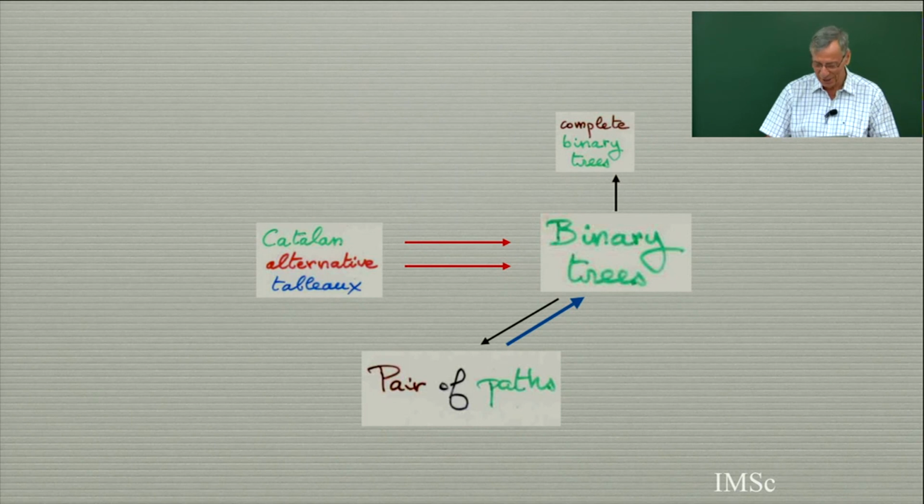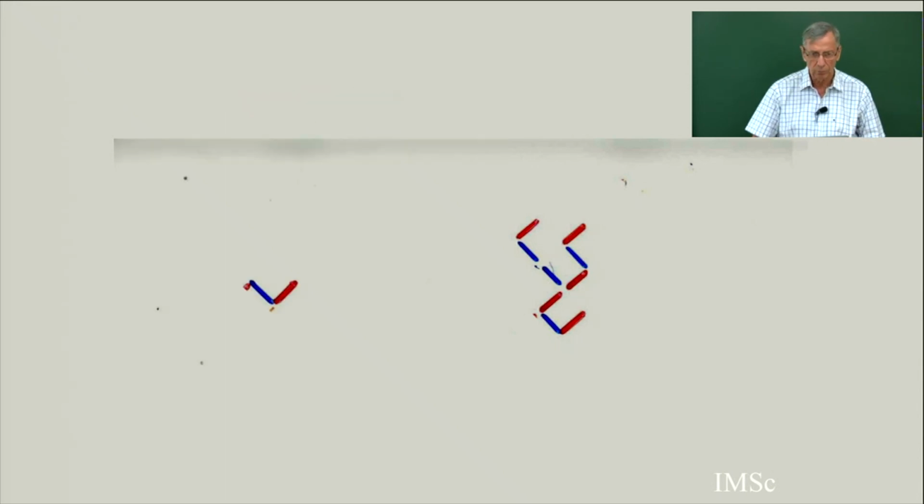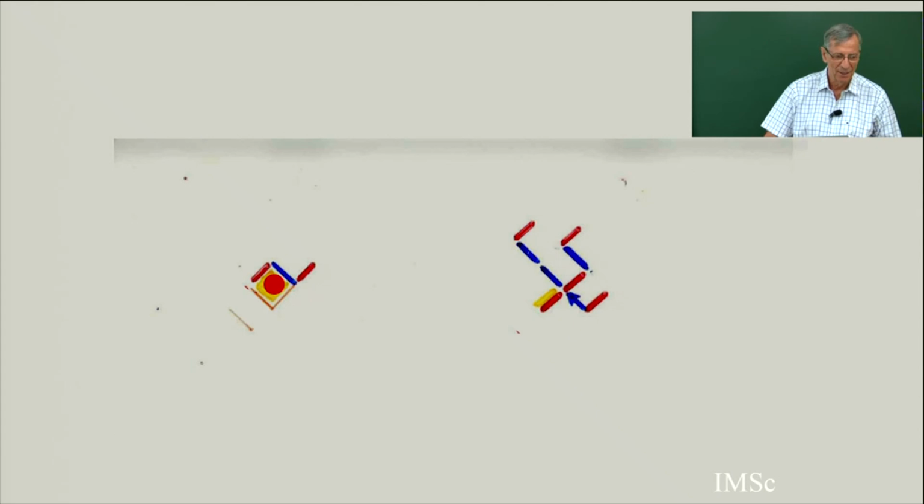So you have two bijections between Catalan alternative tableaux and binary trees. So let's do the reverse bijection, the reverse of the sliding, the analog of Taquin, that I have done before. So I have my binary tree. In fact, I should write the left branch and right branch of the binary tree. And now I am going to go in a reverse way. Everything is reversible in the sliding you have done.